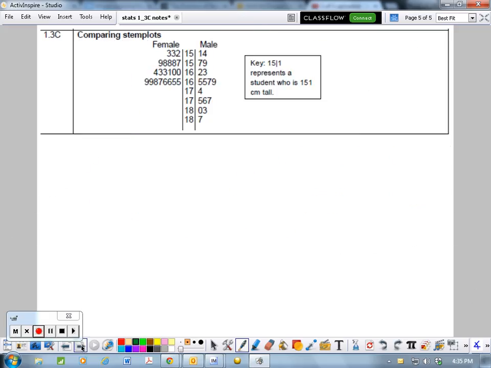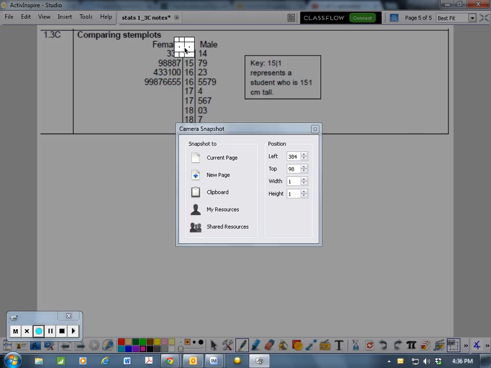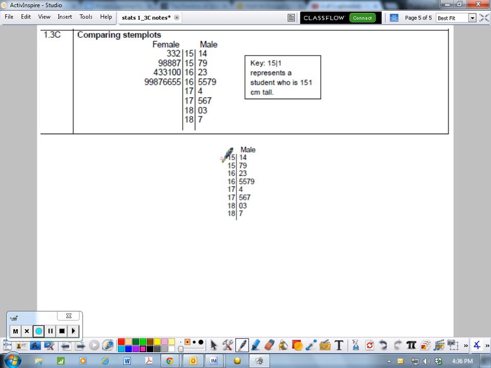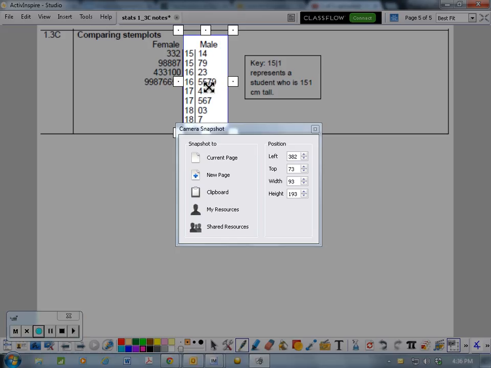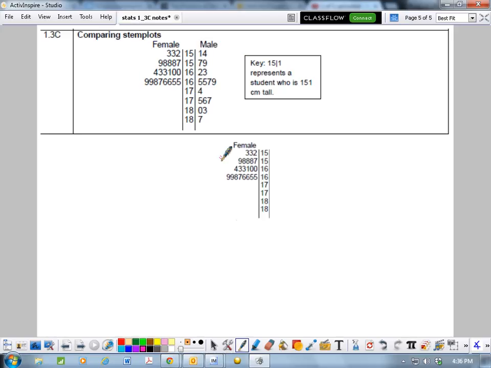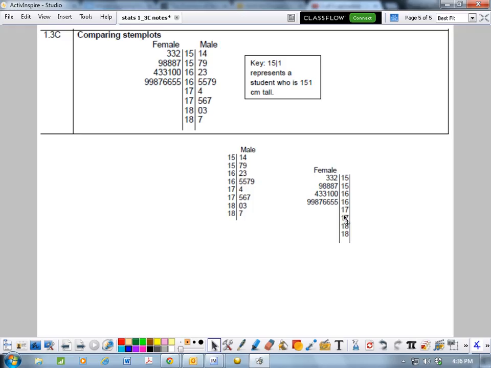Okay, next one is comparing stem plots. So this is kind of going back to those shapes for stem plots. For males, we really want to turn the diagram. I'm going to go ahead and take a picture of this. So here's my male. There we go. And then I'm going to take a picture of the female side, so I could show you what I'm talking about when I'm saying that you're turning your paper. Okay, so there's our female, there's our male.